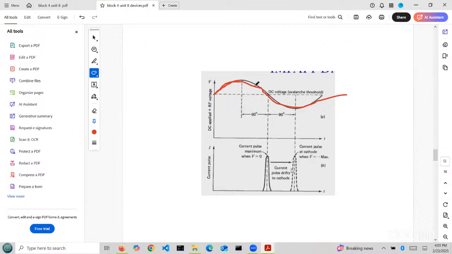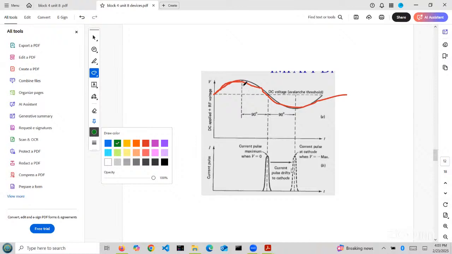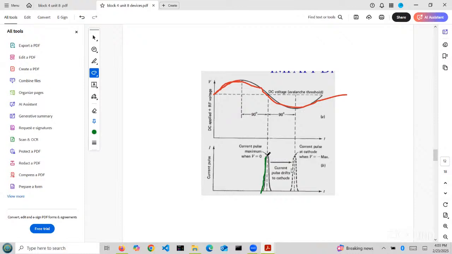When this is decreasing, what happens to the current? In the decreasing portion of voltage, what happens to the current? It increases. Next, in reverse, it decreases. Current decreases. So this diagram represents that voltage and current are inversely proportional to each other.